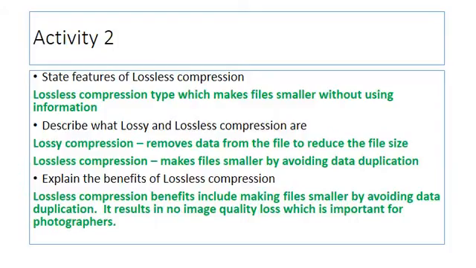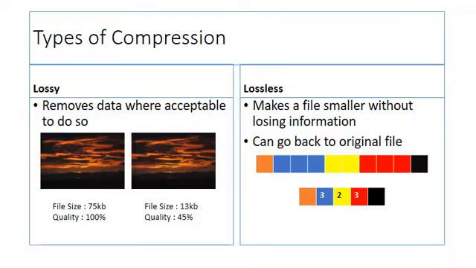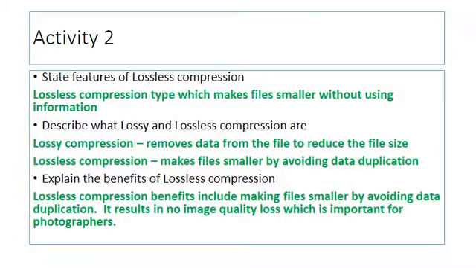State the features of lossless compression. Lossless compression makes files smaller without losing the information. Sorry, there's a typo on the slide there. Describe what lossy and lossless compression are. Lossy compression removes the data from the file to reduce file size, whereas lossless compression makes files smaller by avoiding data duplication. If we think about the data duplication here, we can see that the 3 blue squares are duplicated 3 times. If we can only have them the one time, fantastic. And then we can see there the benefits of lossless compression.